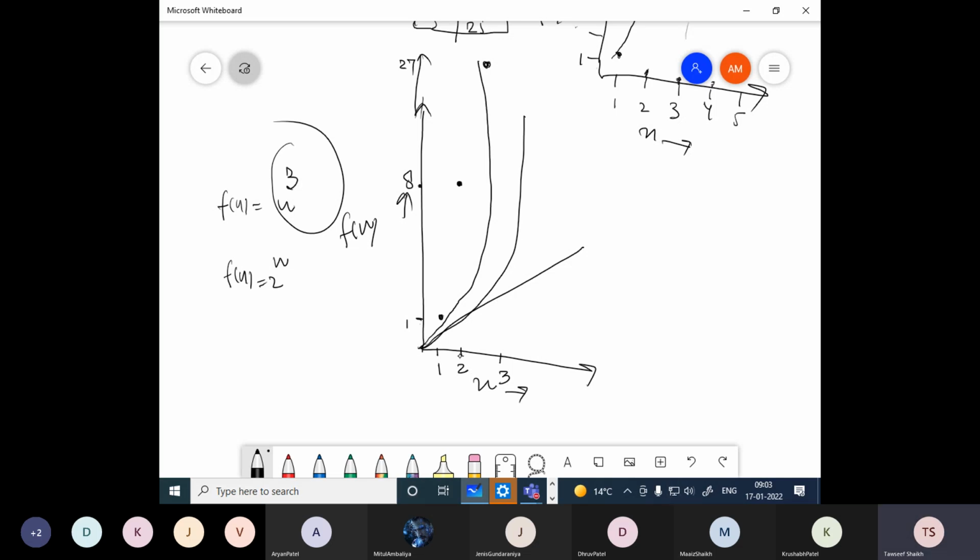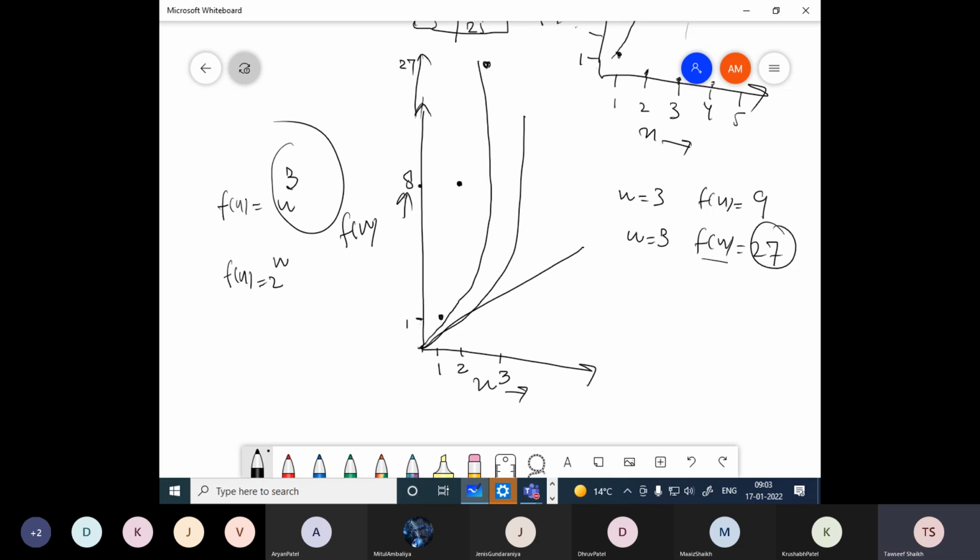Like in case of quadratic, when n was equal to 3, the value of n square was 3 square, that was 9. But here when it is n cube, it's 27. So when the value of n was equal to 3, f(n) at that time when it was quadratic was 9. But when it was cubic, the value of n is again 3, but f(n) at that time became 27. You see, the value of f(n) increases in a very short period of time.